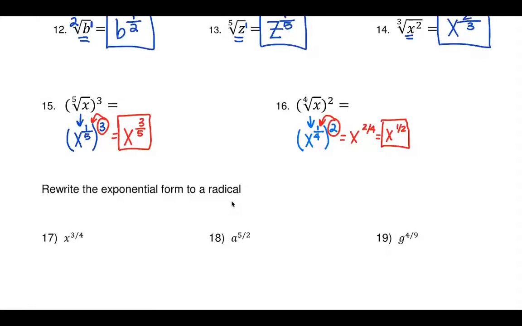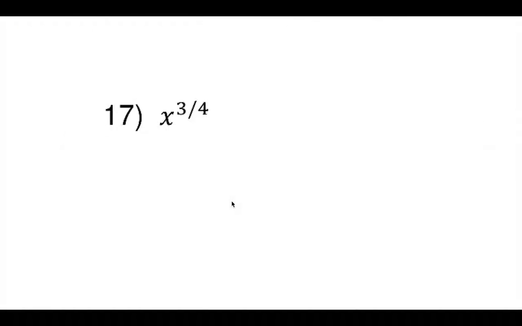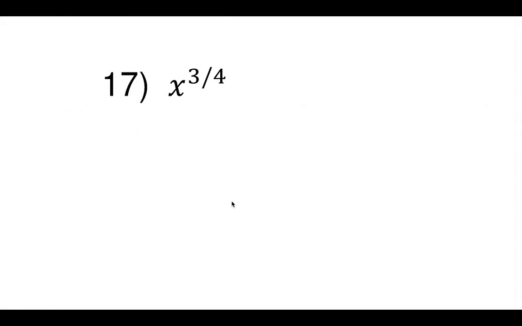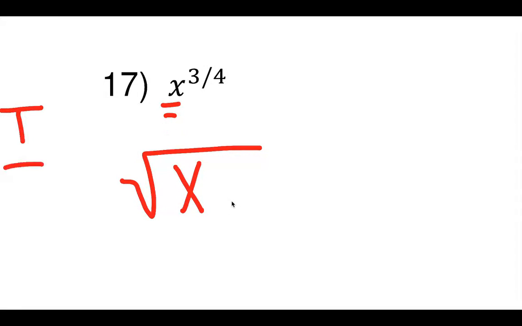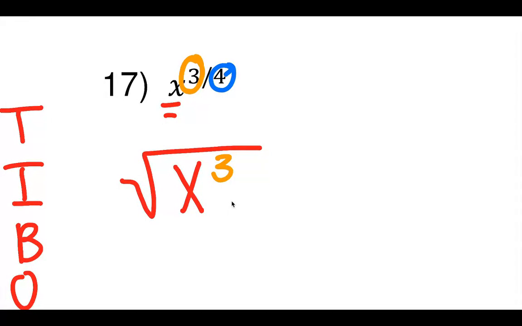Okay, now what if I go the opposite direction? Okay, this part's easy. I'm always going to have the root. X goes inside because that's my base. Now remember, TIBO. Top in, so here's my top number. My top number is 3, so that's inside. Bottom is outside, so that's my 4. So there's my answer.